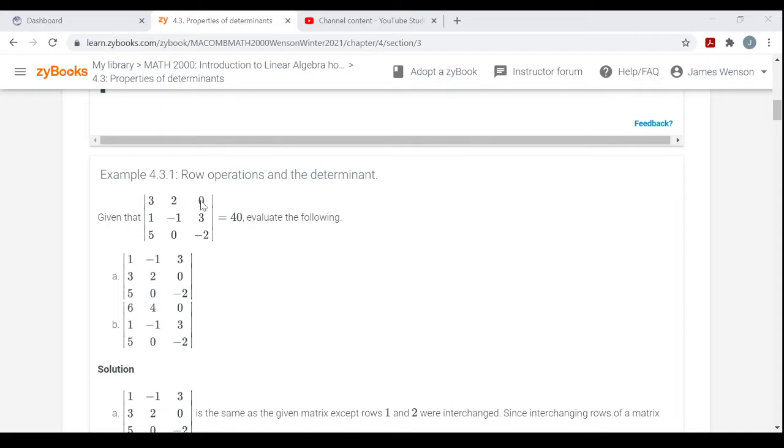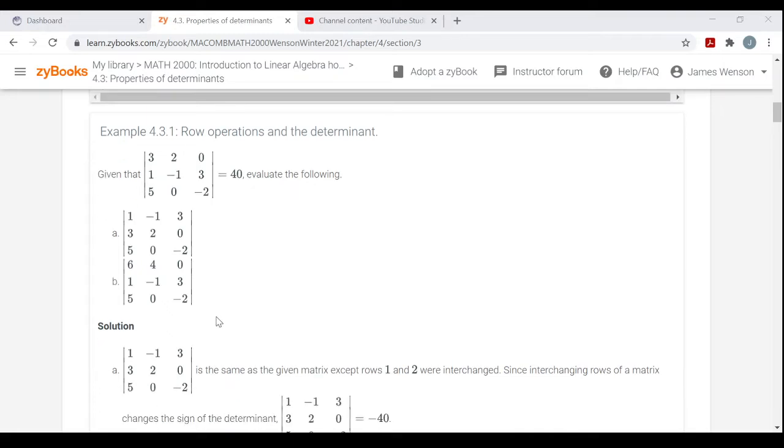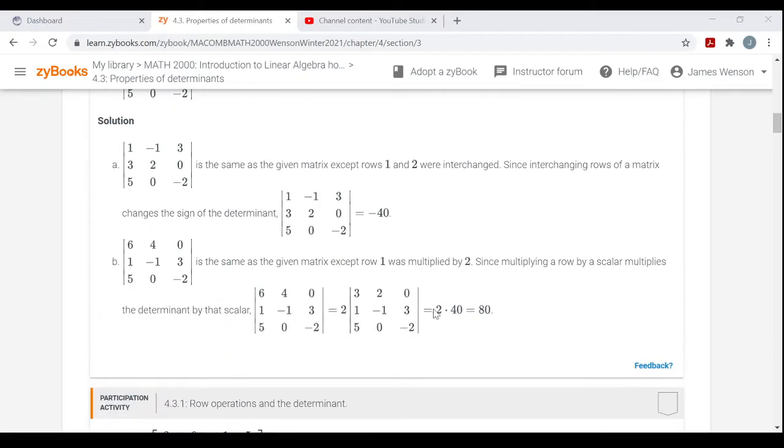And if you multiply one row by 2, you'll multiply the determinant by 2 as well. So the determinant of this new matrix is this old one times 2. So it should be 80. And again, you can double check it, but it's just going to be 80. They explain it here.